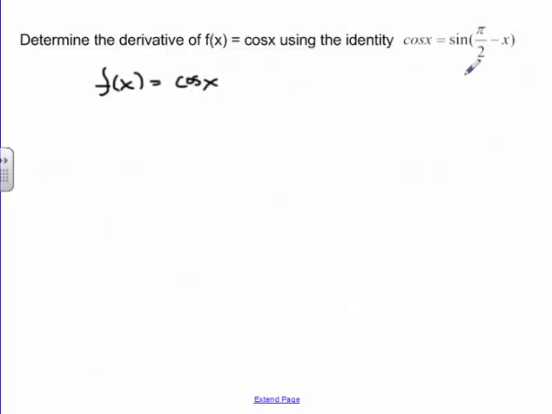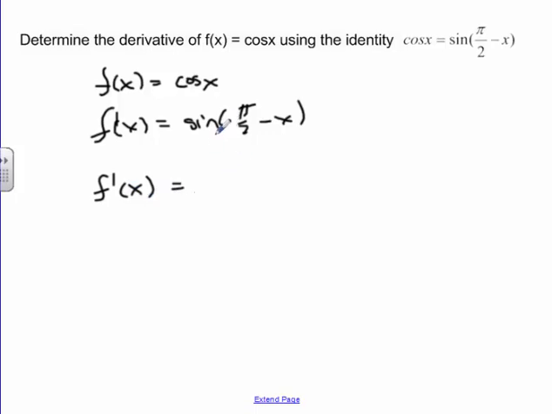This is an identity we can use. It's actually not one you probably learned on your formula sheet, but hopefully that makes sense. A cosine graph is a sine graph that's behind by pi over 2. So if this is my original function, before I even derive it, let's change it to sine of pi over 2 minus x. Well, now if I want to derive that function, we now know what the derivative of sine is. The derivative of sine is cosine of x, with one problem.